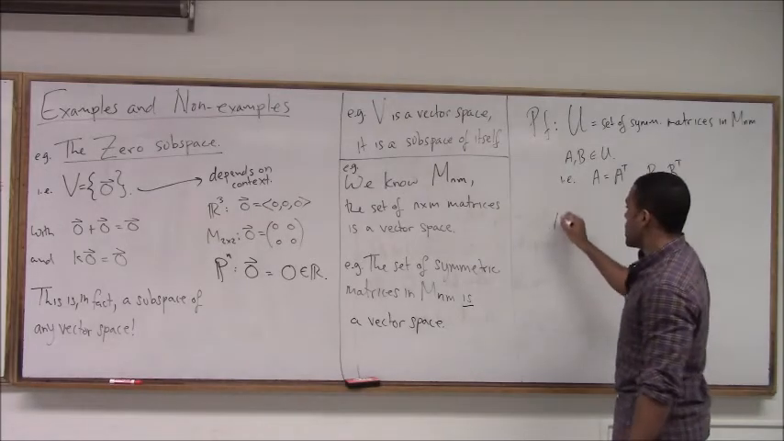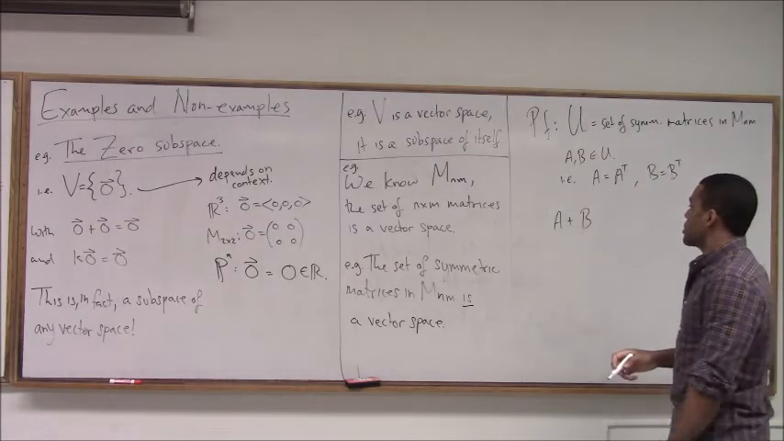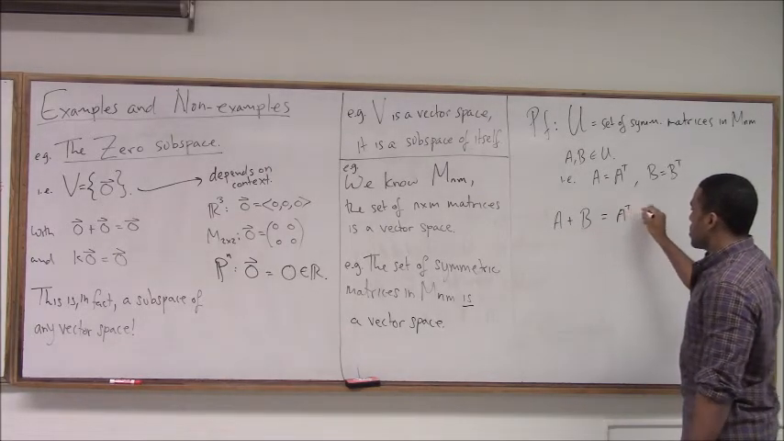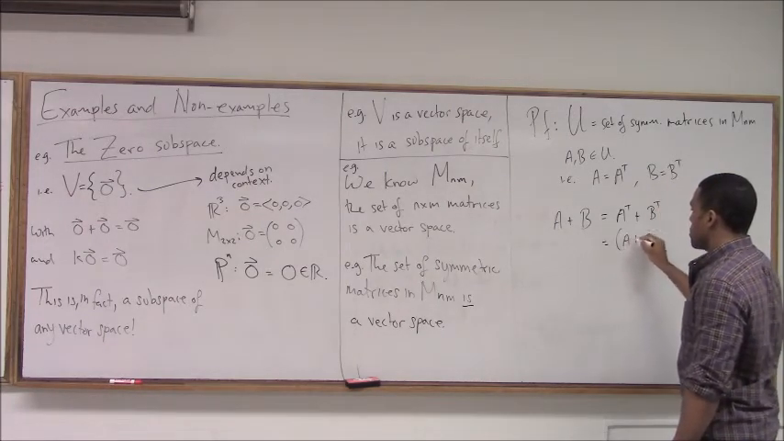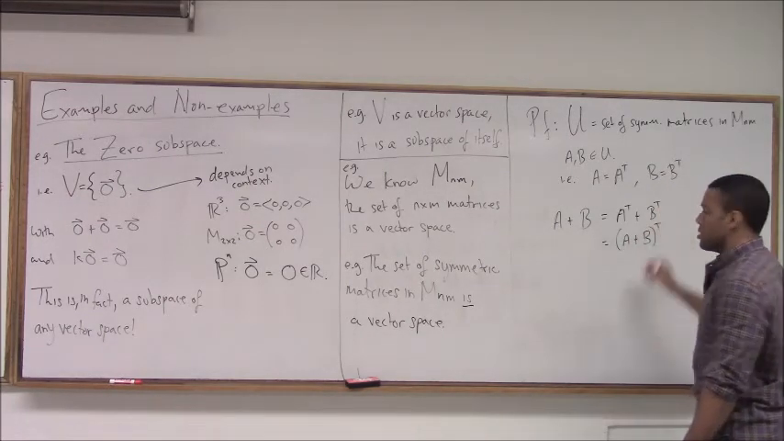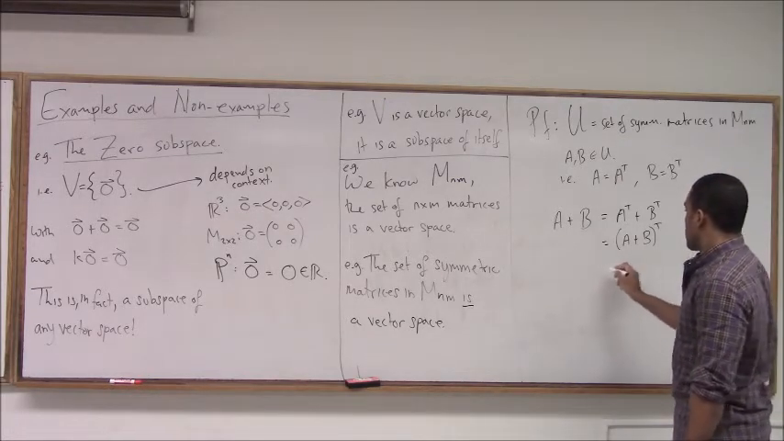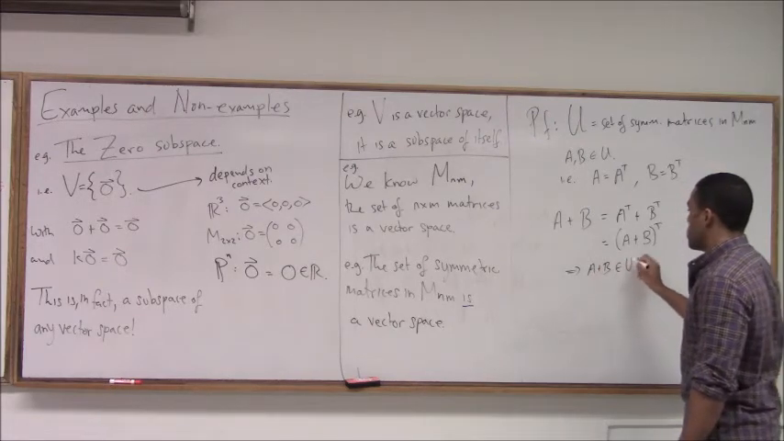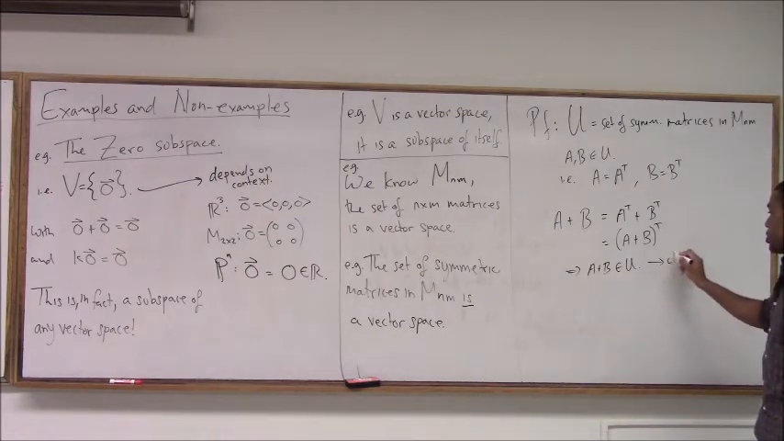Now when you look at the sum A plus B, we know A is equal to its transpose, B is equal to its transpose. There's a property of transpose that says transposition distributes across sums. So this means that A plus B is an element of U as well. If two individual matrices are symmetric, their sum is symmetric. So this gives you closure under addition.